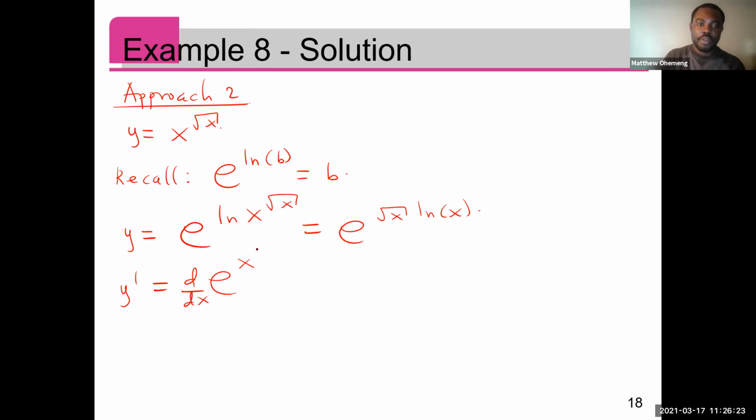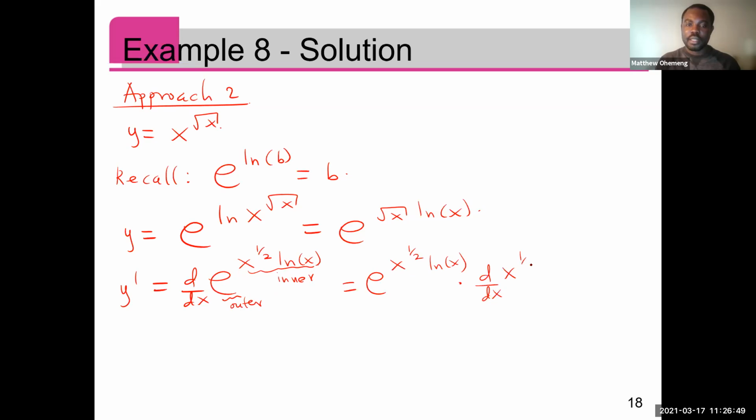So y prime will be d over dx of what? e to the what? Let me write this as x to the half, and then ln of x. So this one is still the chain rule, where your outer function is the exponential function, and your inner function is up here. So by the chain rule, what do you do? Differentiate the outer function. When you differentiate e to the x, you get the same thing. But then you have to plug in the inner function. So you get e to the what? The inner function, which is this, times the derivative of what? The inner function, which is that.